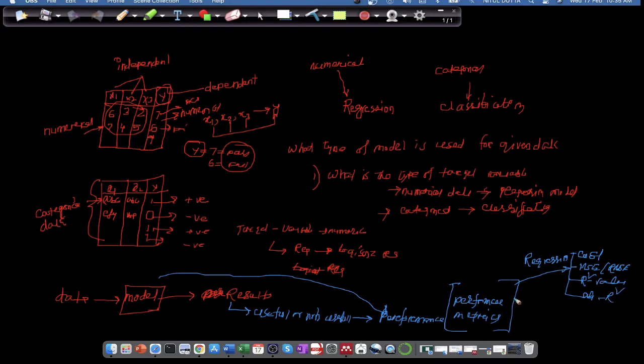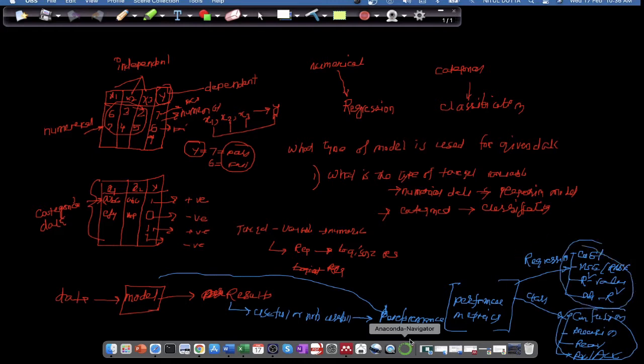On the other hand, if we use a classification model, then we should primarily go for the confusion matrix. We should also evaluate precision, recall, the ROC curve, and the area under the curve, right? So these are performance parameters computed for a classification model. These are performance parameters used for a regression model.